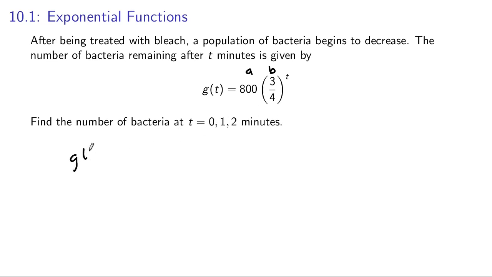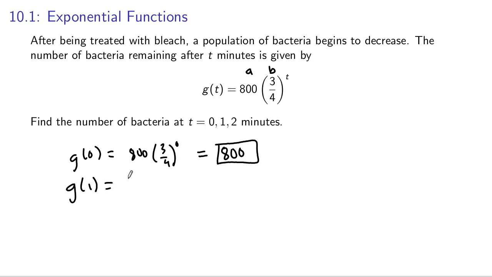So at 0 minutes, we have 800 times 3/4 to the 0. And remember, any number to the 0 power is just 1. 800 times 1 is just 800. So after 0 minutes, we have 800. At 1 minute, we have 800 times 3/4. So 3/4 of 800 will be 600.